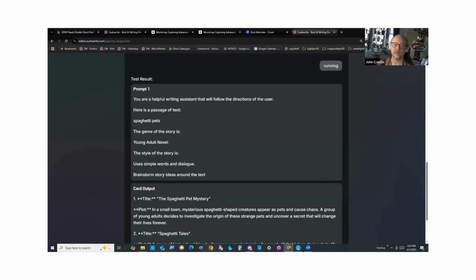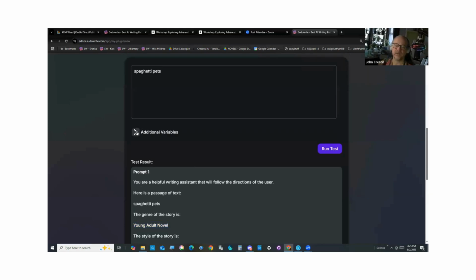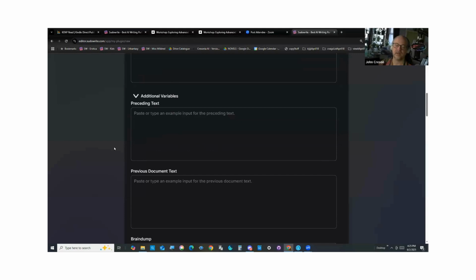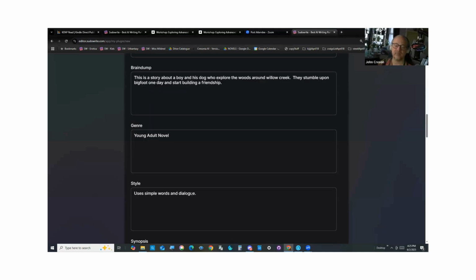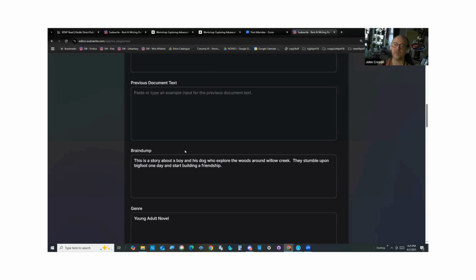you'll see that you're a helpful writing assistant that will follow the directions. Here's a passage of text, spaghetti pets. The genre of the story is young adult novel. This is a default little testing package that's inside of the testing unit. You can change those variables here. There's a ton of them. They don't persist. So you can do a lot of work, but don't do a lot of work because the moment you leave this editor, your changes will be gone forever.